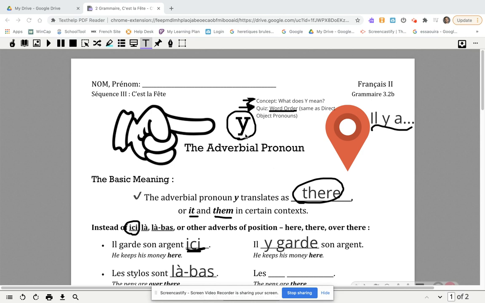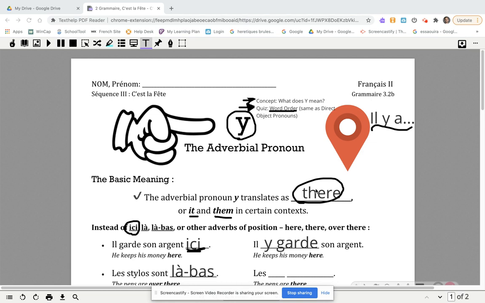Okay, today we're going to talk about the word "y" here. D'accord? And two things that you need to know walking away is what does "y" mean? And that's an easy one. "Y" means there. D'accord? The adverbial pronoun "y" translates as there. It can also mean a few other things like here or at that place I just mentioned.